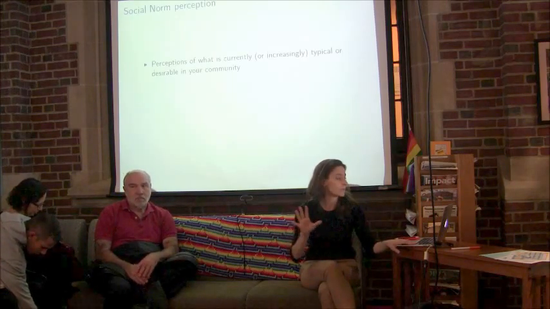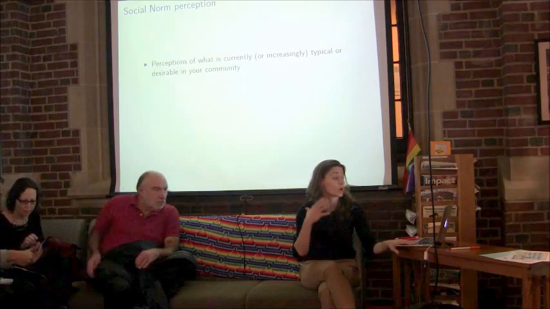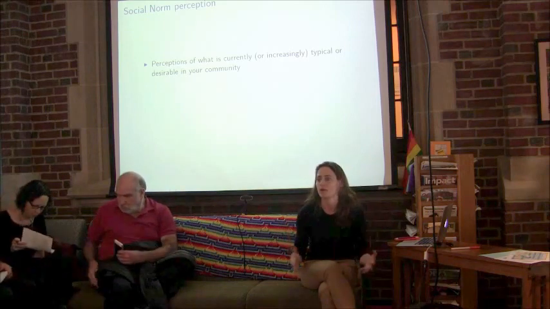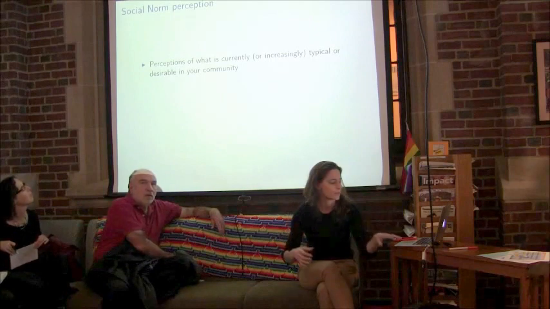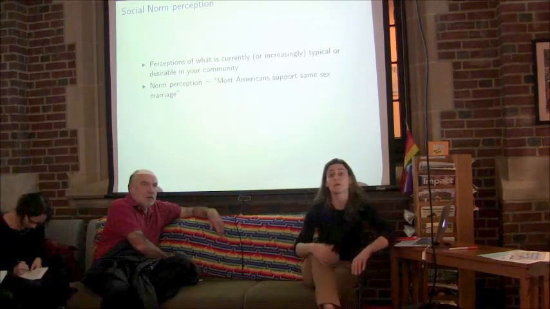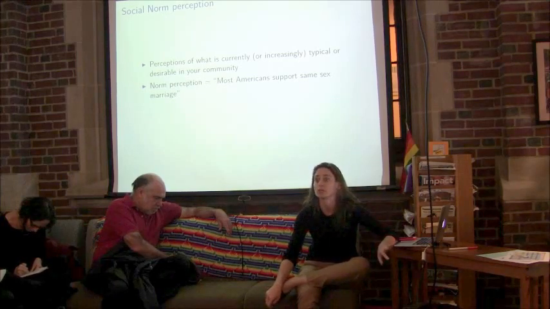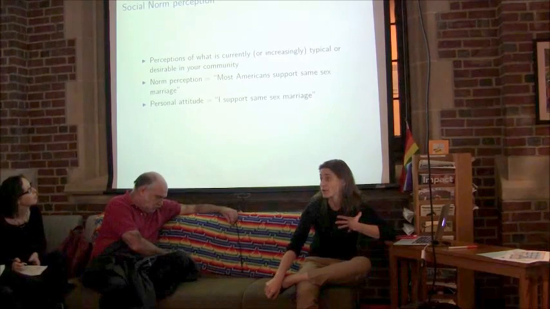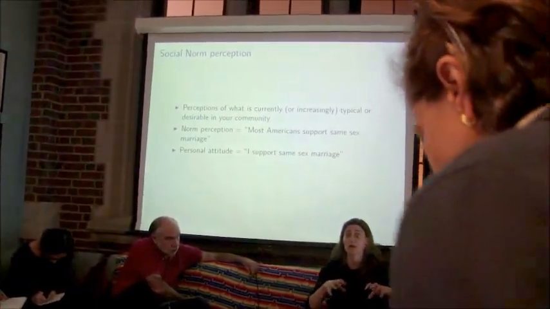So just to make that really clear, the way I would define a social norm is a perception of what is currently, or maybe increasingly, typical or desirable in your community. Right now, this is our community, but we belong to lots of different communities. An example of a norm perception would be most Americans support same-sex marriage, right? We can distinguish that from a personal attitude, which is I support same-sex marriage. Those can be in harmony with each other, but they can also be in conflict.